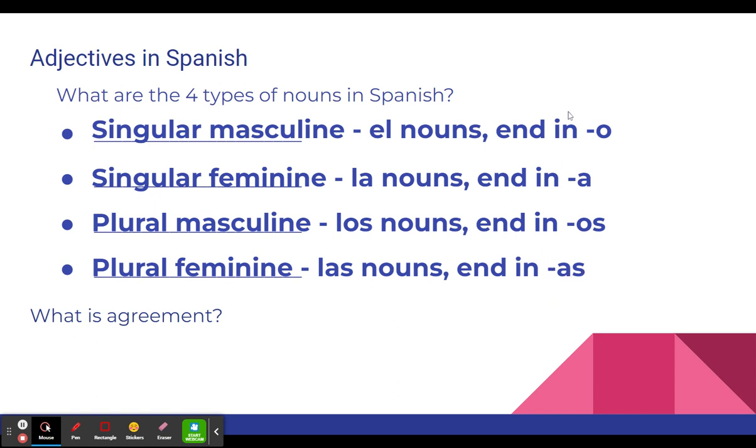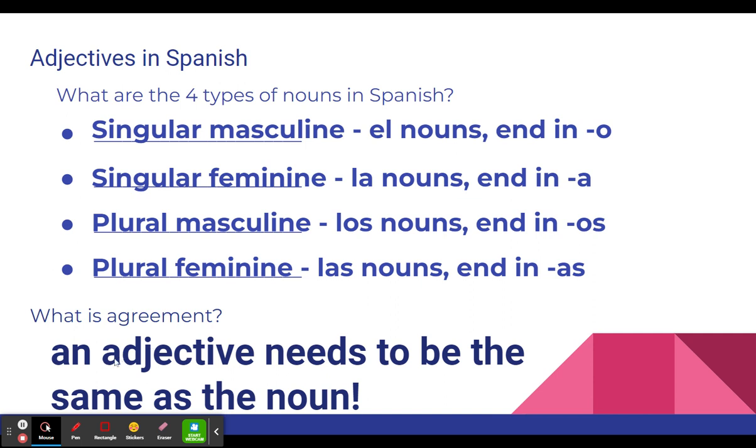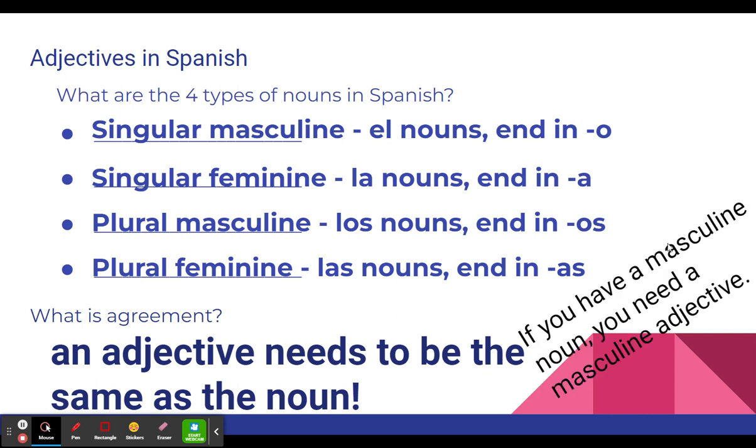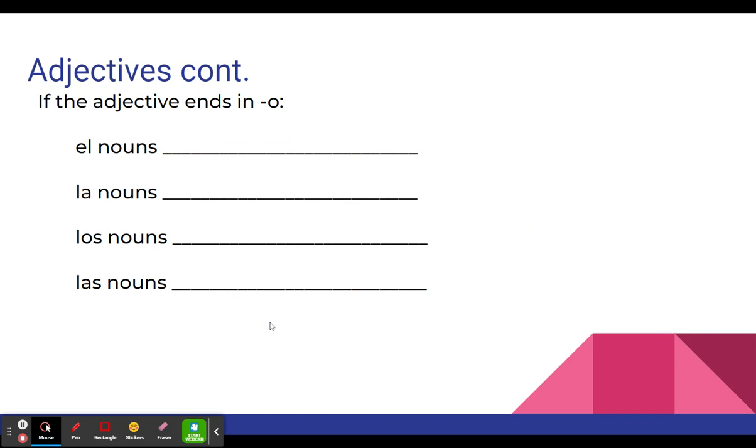Again, these endings are sometimes and not always, so you can't always follow that rule. And the reason we need to look at the nouns is because adjectives have to be in agreement with the noun they are describing. So agreement is when an adjective changes to be the same as the noun. So, for example, if you have a masculine noun, you need a masculine adjective.